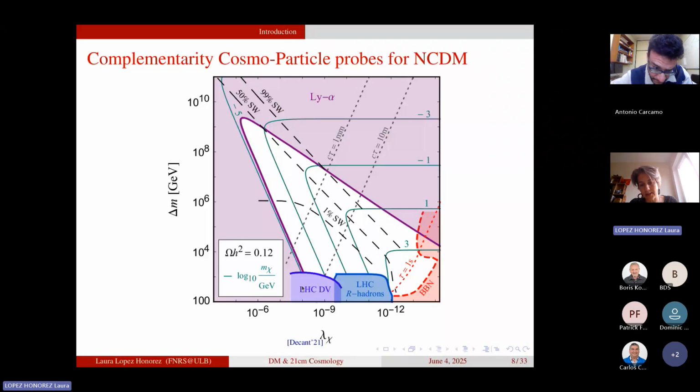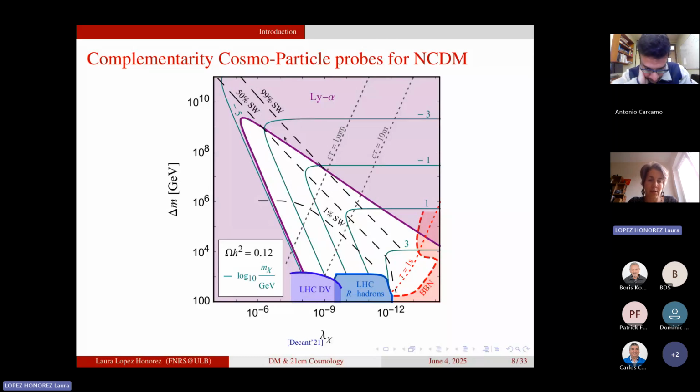So you see very suppressed coupling, between 10 to the minus 6 and 10 to the minus 12, that could give rise to the right relic abundance through freeze-in and super-WIMP actually. What you see in this plane is that because this particle is coupling to colored particles, you can actually have constraints from particle physics experiments, colliders, in this part of the parameter space.